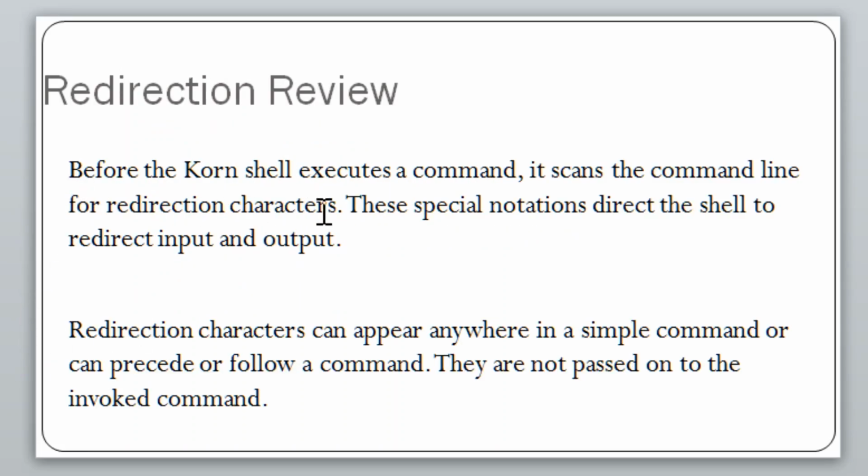Before the Korn shell executes a command, it scans the command line for redirection characters. These special notations direct the shell to redirect input and output. Redirection characters can appear anywhere in a simple command or can precede or follow a command. They are not passed on to the invoked command.